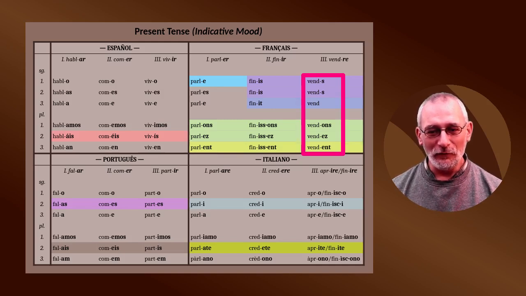Vends, vends, vend, vendons, vendez, vendent. As we can see in the second and third group of French verbs, spelling is the same for first and second person singular. Pronunciation is the same for all three persons. In singular, these two groups of French verbs differ only in the spelling of the third person. And the third group of French verbs, again in plural, shows similarities to Spanish and other languages that I already talked about. Vendons, vendez, vendent. Again, in the third person plural, the ending is not pronounced.